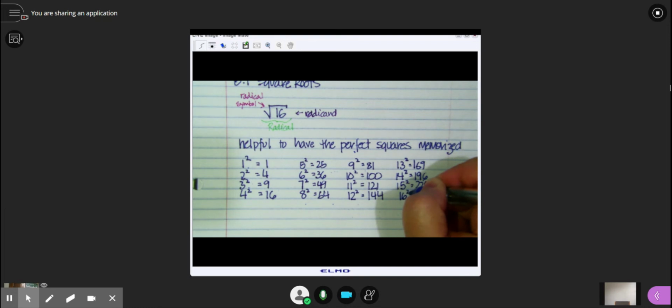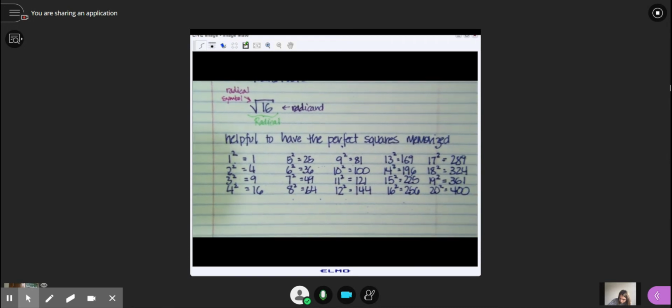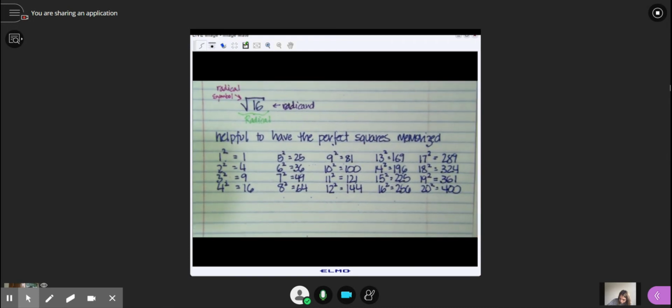Again, 17 squared is 289. 18 squared is 324. 19 squared is 361. And 20 squared is 400. So basically, for this class, what becomes helpful is knowing these last two rows, really.